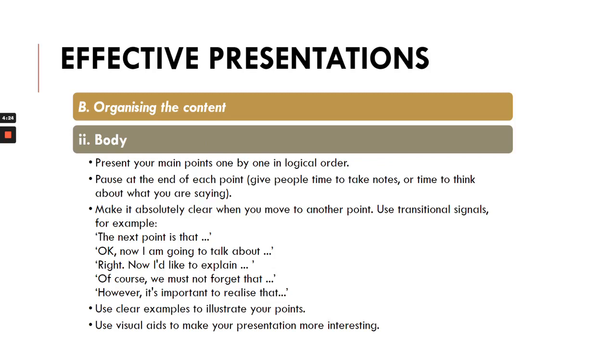Next, for the body part, you can present your main points one by one in logical order or in correct order. You can pause at the end of each point so that you can give the audience time to take notes or time to think about what you are saying. Make it absolutely clear when you move to another point. You can use signal words like the next point, or now I'm going to talk about, or right now I would like to explain. Okay, so these kind of phrases will actually help your audience to stay focused. And then please use clear examples to illustrate your points. Examples should help you in delivering your message clearly. And also you can use visual aids to make your presentation more interesting.